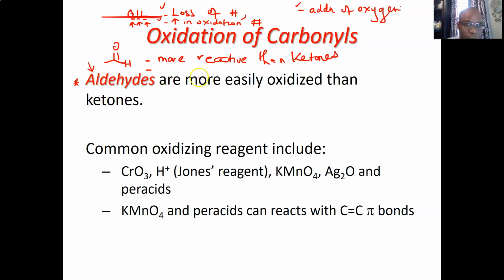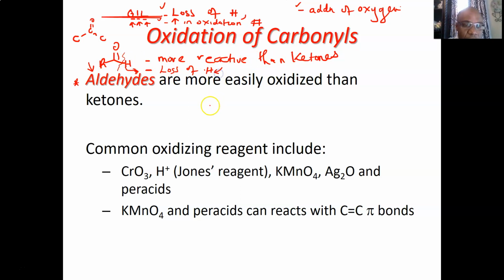So aldehydes are more easily oxidized than ketones. I've given you the reasons. It's more reactive than ketones. Also, you can lose this hydrogen here because it's available to be lost. Here, this is an R group. Ketones don't have that hydrogen on the carbonyl. You have 2 carbons across the carbonyl, so it's not easy to oxidize them. Aldehyde has that hydrogen that gives us an opportunity to oxidize it, even though it's more reactive than ketones.